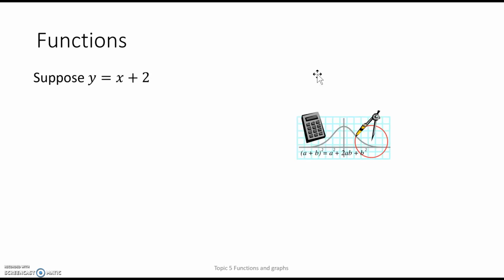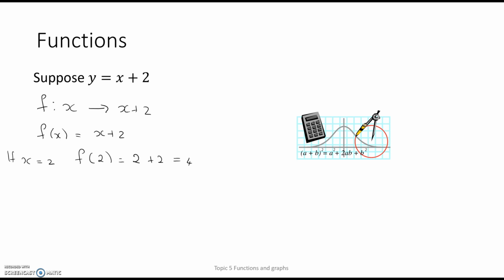Now, suppose y equals x plus 2. We could write this in lots of ways. We could write it as f such that x is mapped onto x plus 2. We could write it as f of x equals x plus 2. Now, this last way allows us to say, well, if x equals 2, then we can find the value of f when x is 2. And we could find the value of f of x when x is 4.